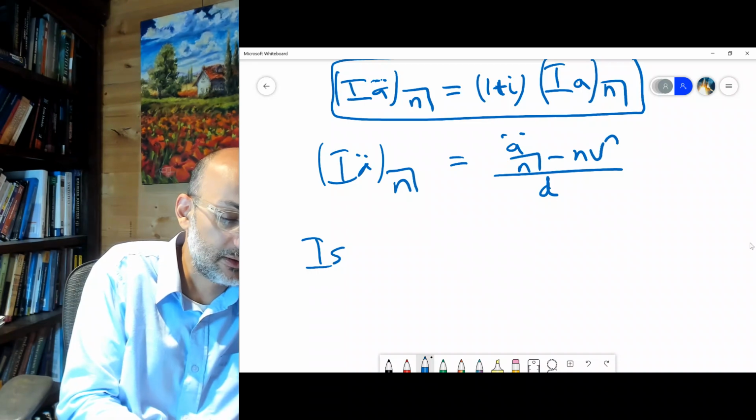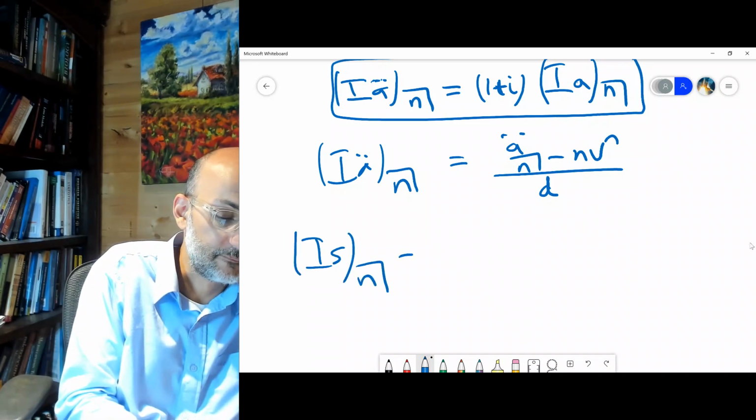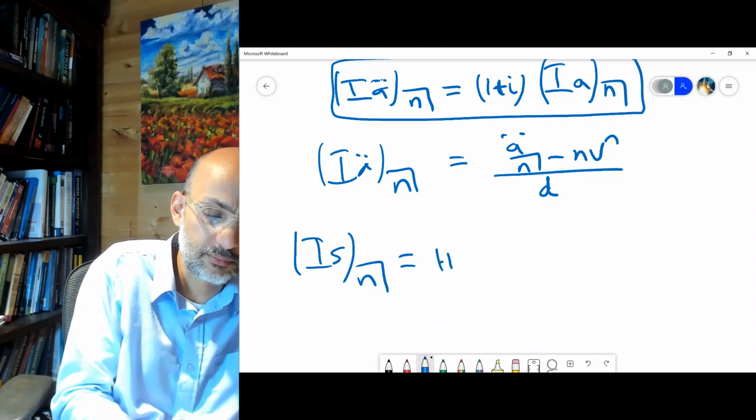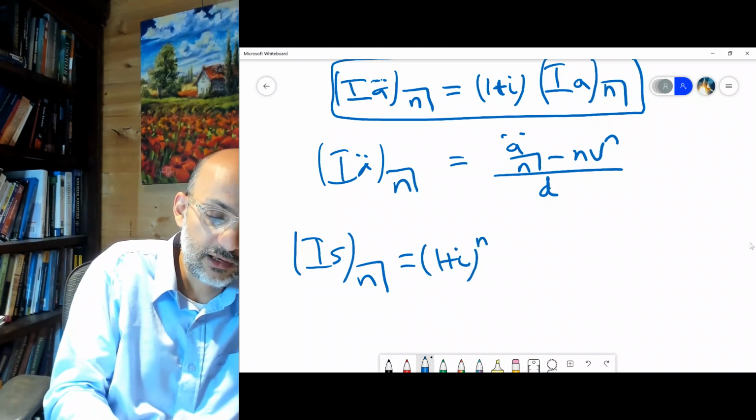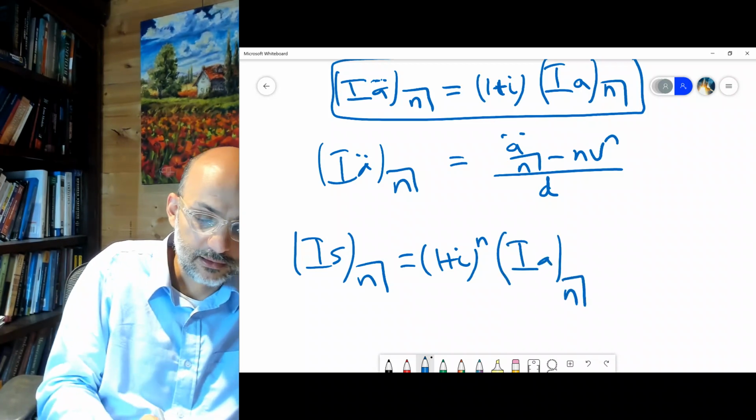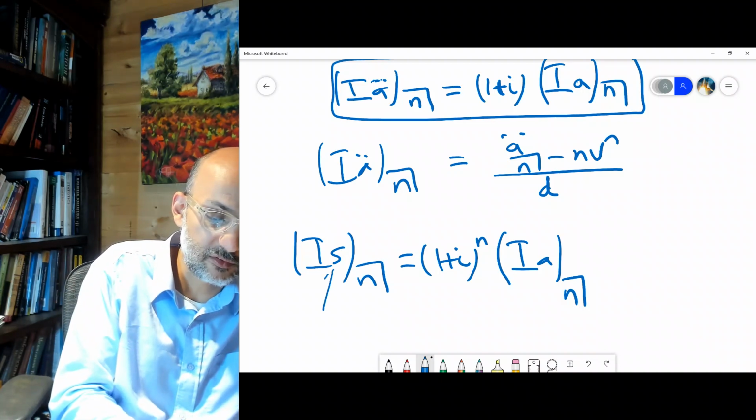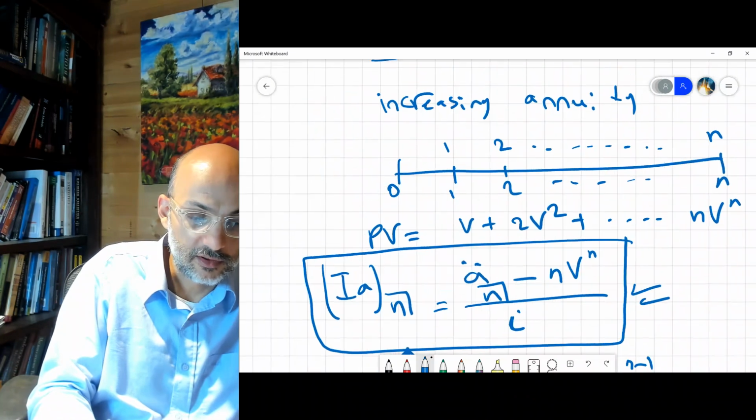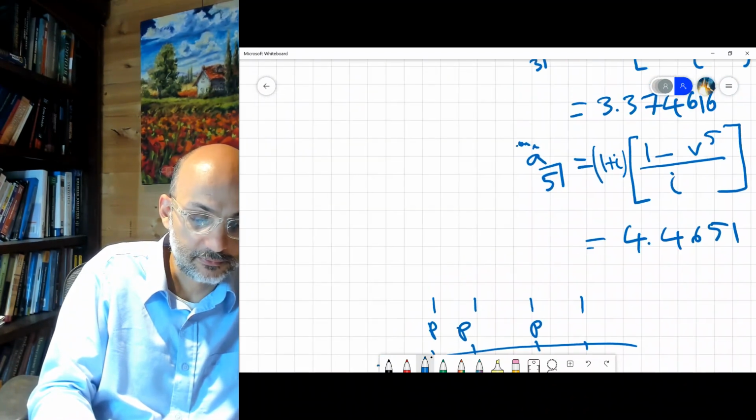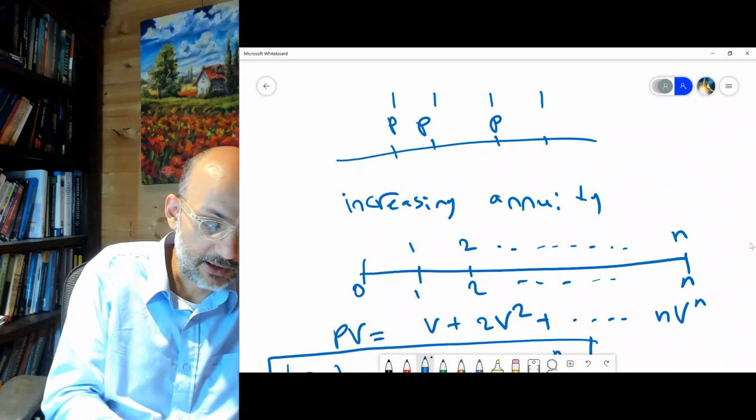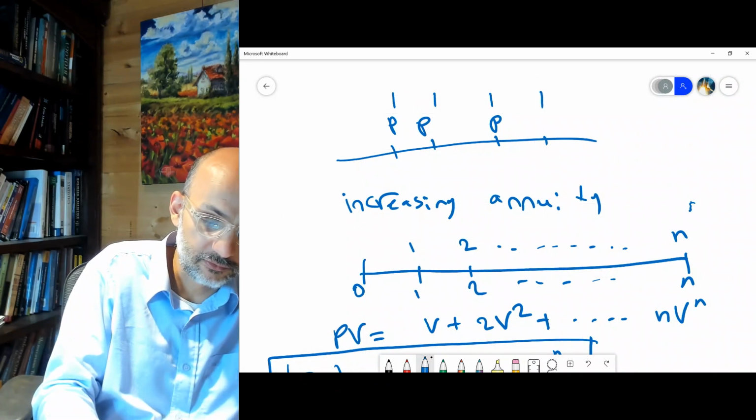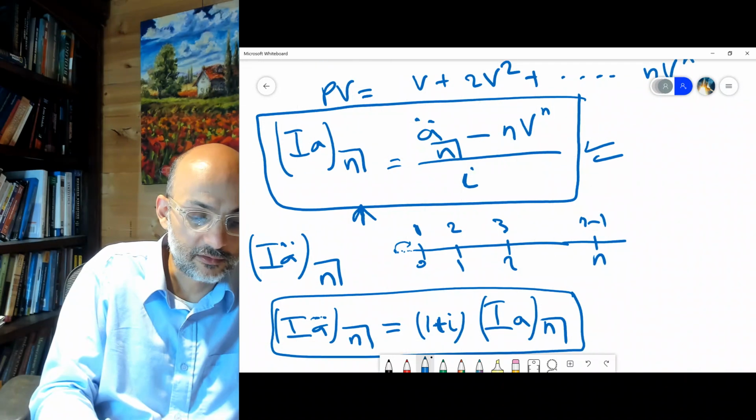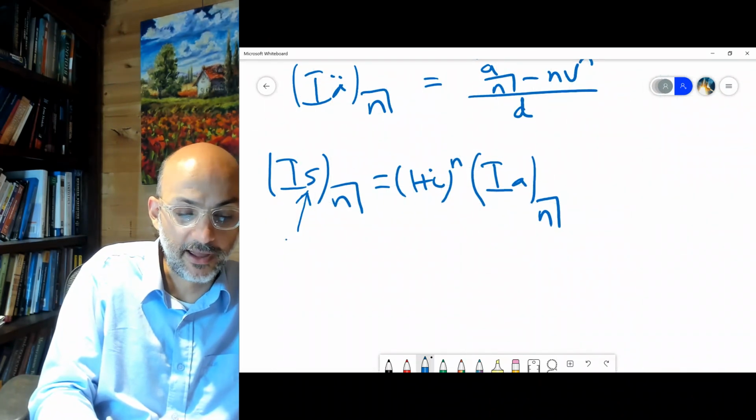So for instance, you want s angle n. First, you recognize there are no dots here, so it's the same thing. You again have 1 plus i raised to n, multiplied by a angle n. Remember, what is s? It is the future value. Instead of evaluating at the beginning, instead of the present value, you take the future value, same as in the previous lesson on annuity.